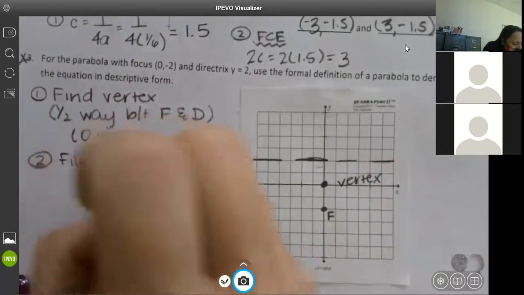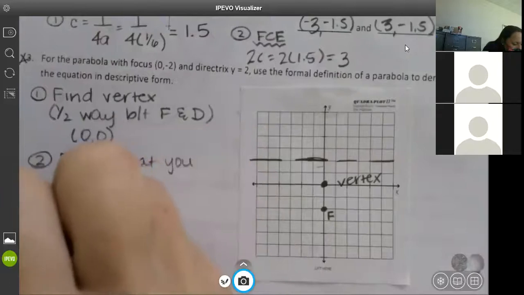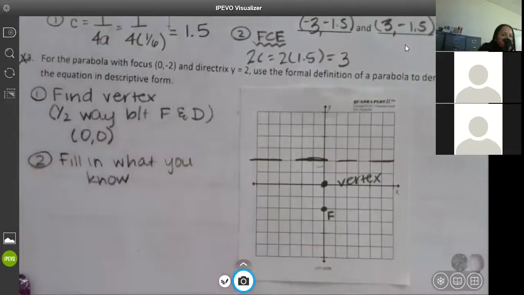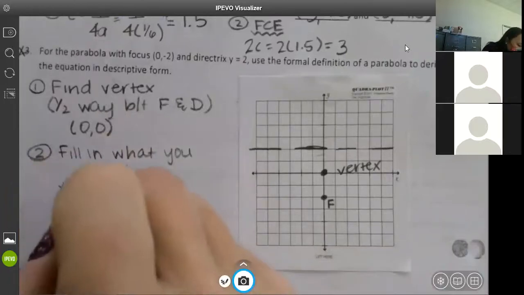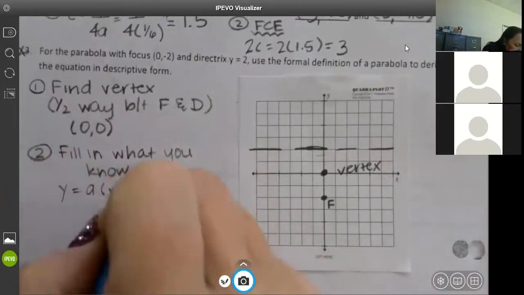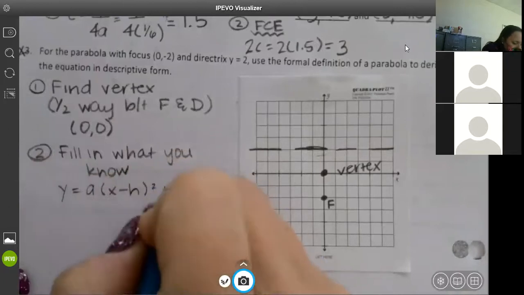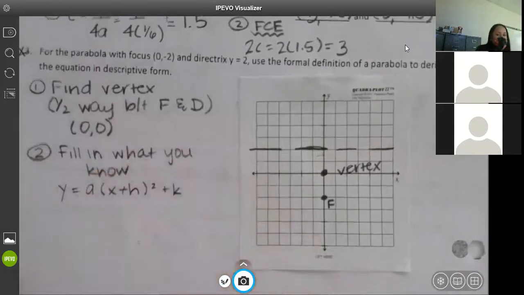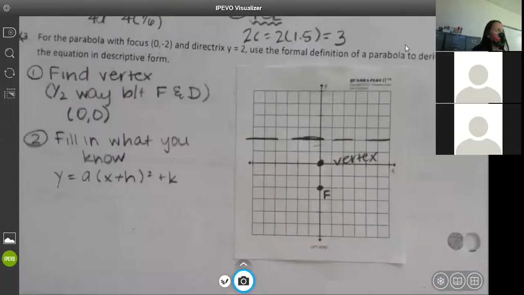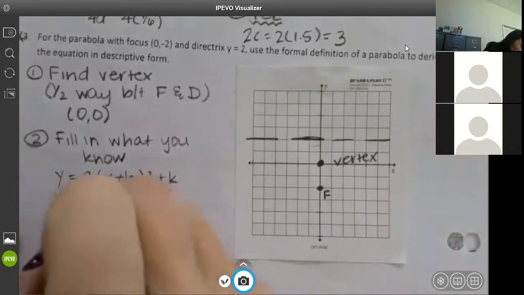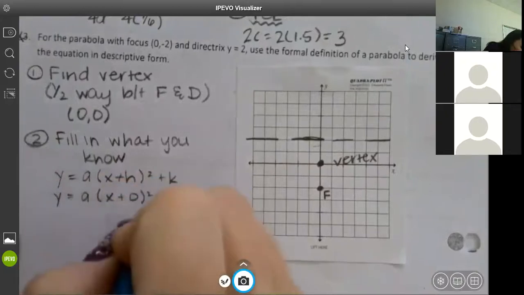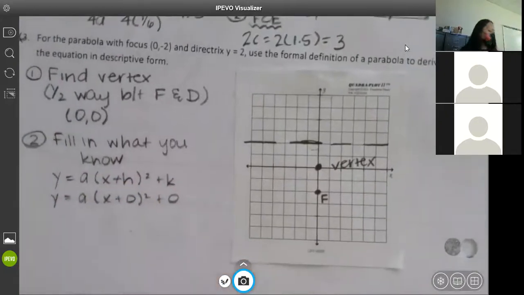The next thing you're going to do is fill in what you know. What does that mean? I have the equation. Remember, I told you in the beginning. I do pluses. It doesn't matter. Whatever you want to do. I think she does minuses. I think the original form is minuses because you're changing the signs, whatever. It doesn't matter. All right. So what we know is that our vertex is 0, 0.